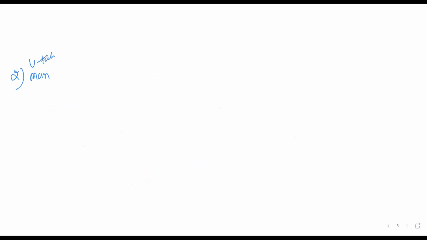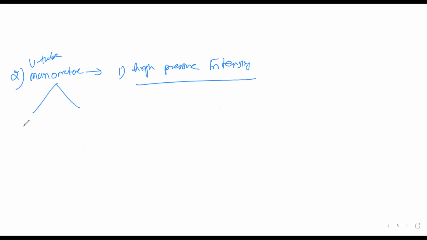Which manometer? It's the U-tube manometer. The U-tube manometer is used to measure high pressure intensity. With the help of the manometer, we can measure two types of pressure: the positive gauge pressure, or else we can measure negative gauge pressure also. And that negative gauge pressure is called vacuum pressure.